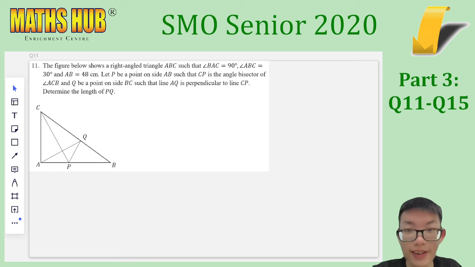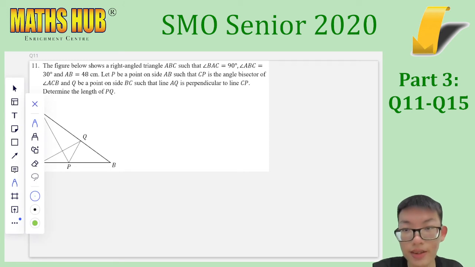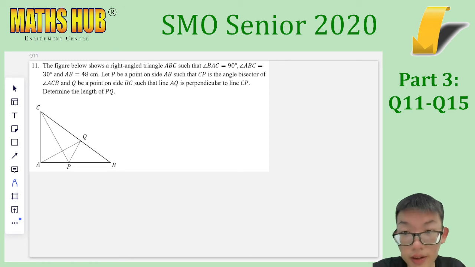Hello everyone. In this video, we will be going through questions 11 to 15 of the SMO Senior 2020. In question 11, we are given a right-angled triangle ABC. And ABC has a 30-degree angle, which makes our life already seem pretty good. We have got a 30, 60, 90 triangle, and we know one of the side lengths.